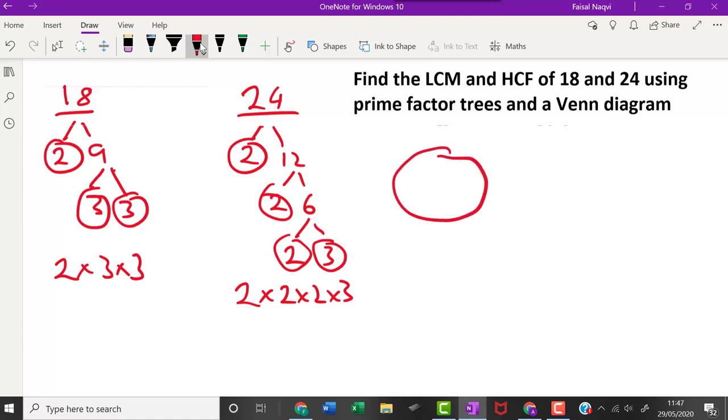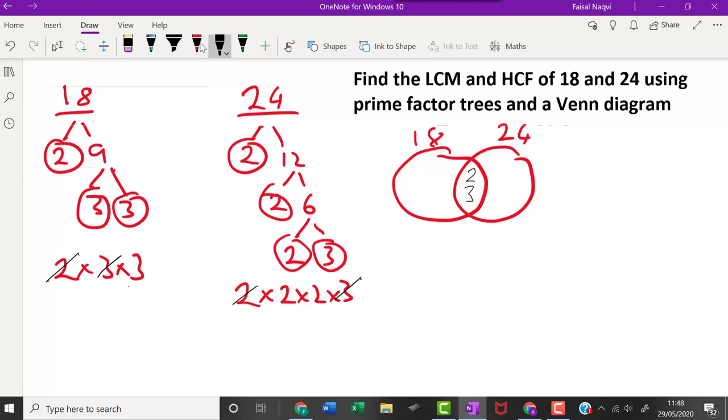So if I do my Venn diagram, 18 and 24, I've got a 2 with the 18. I've also got a 2 in the 24. So I cross those out. They both share a 2, so that goes in the middle. I then have a 3 in the 18. There's also a 3 in the 24. I cross those out. That goes in the middle.